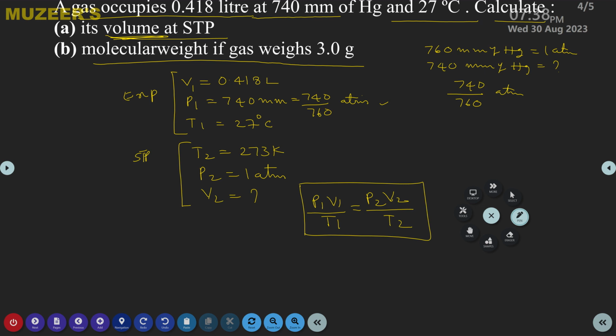Because P1 V1 T1 experimental conditions are given, you have to find the volume at STP conditions. Standard temperature and pressure we know very well. So that is temperature 273 kelvins and pressure 1 atmospheric pressure. What we have to find here? Volume V2. Okay, so therefore V2 is equal to P1 V1 into T2 divided by T1 into P2.